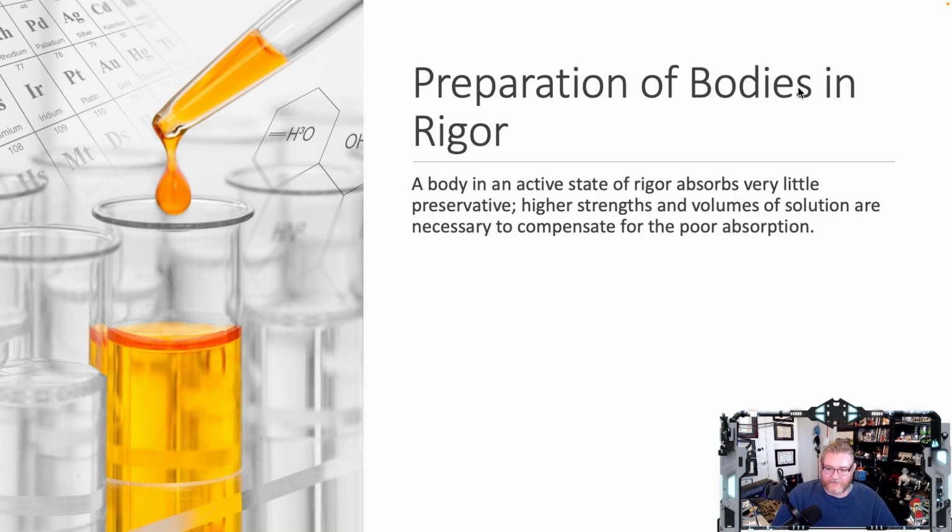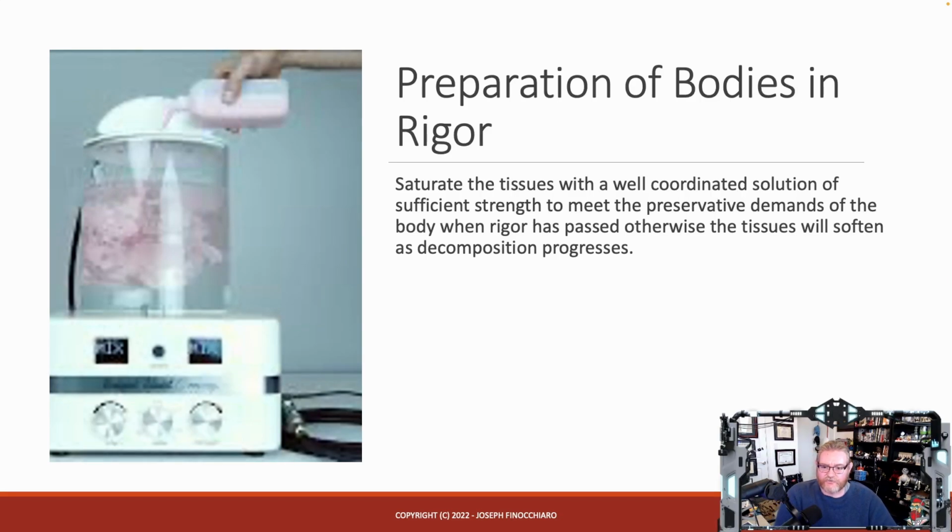A body in an active state of rigor absorbs very little preservative. Higher strengths and volumes of solution are necessary to compensate for the poor absorption. Saturate the tissues with a well-coordinated solution of sufficient strength to meet the preservative demands of the body when rigor has passed. Otherwise, the tissues will soften as decomposition progresses.